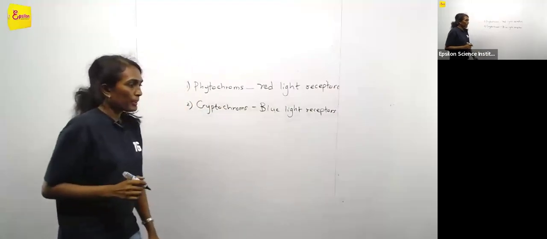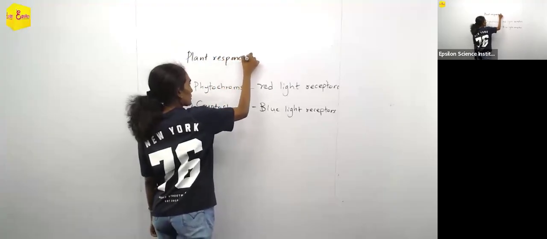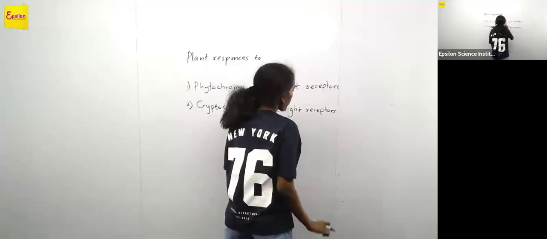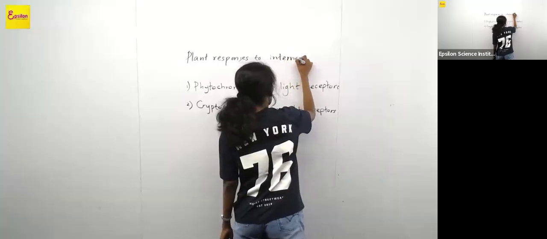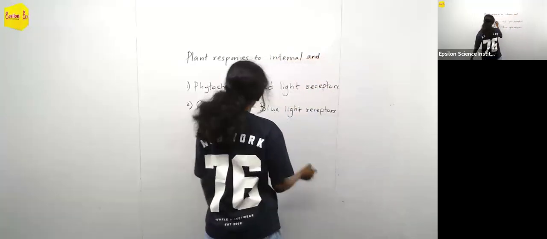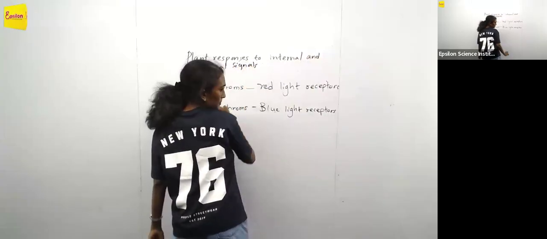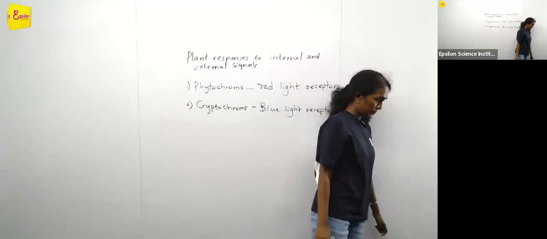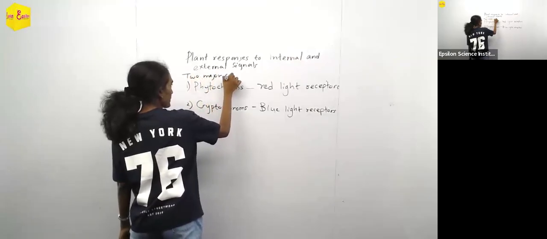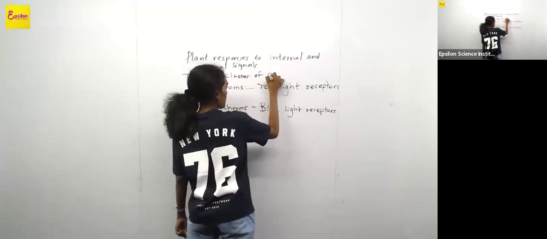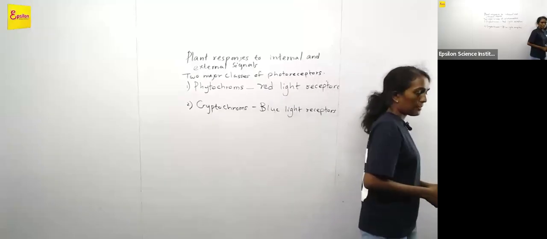All right. Write the topic with it. Plant responses to internal and external signals. Under that, write the subtopic: two major classes of photoreceptors.